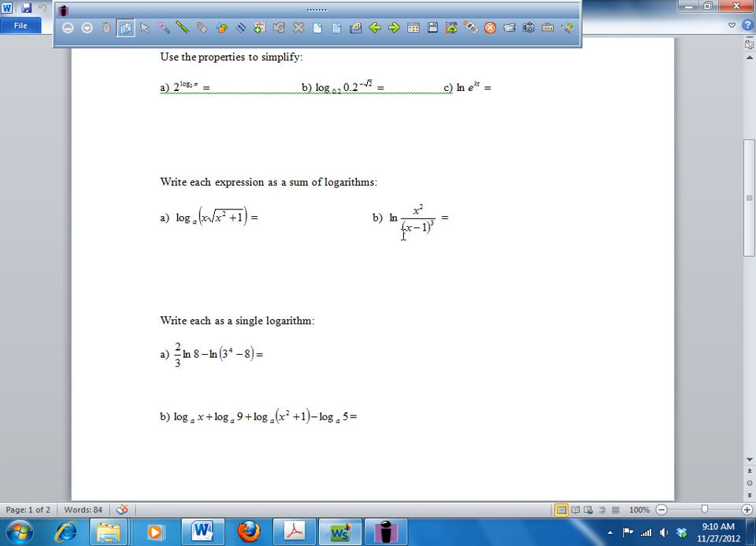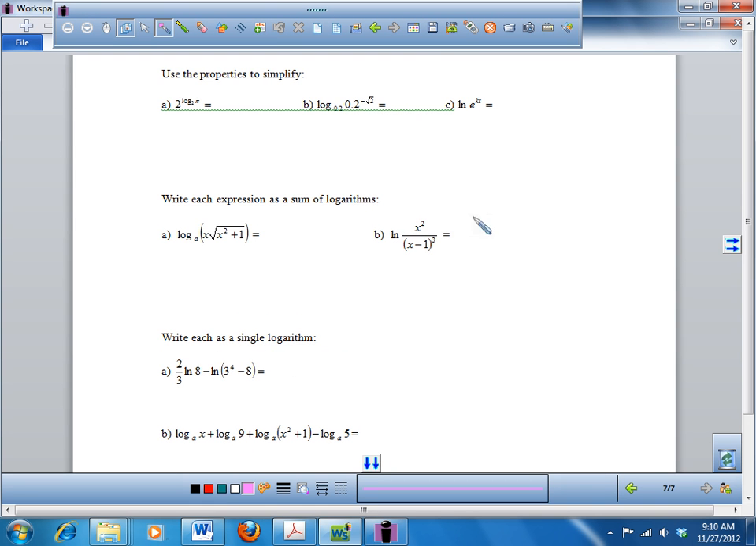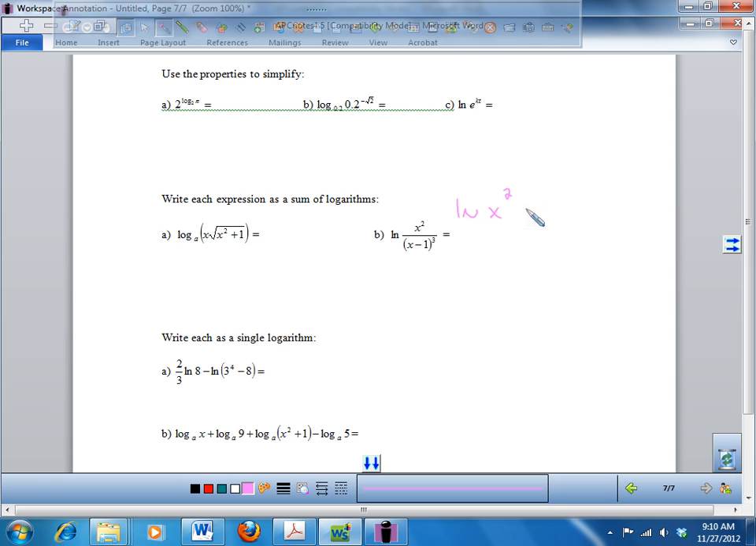So this one is real similar. You can write this using that subtraction property. So you can write it as natural log of x squared minus natural log of x minus 1 to the 3. And then you can take those exponents and move them in front. 2 natural log of x minus 3 natural log of x minus 1. All right. Get that? Okay.